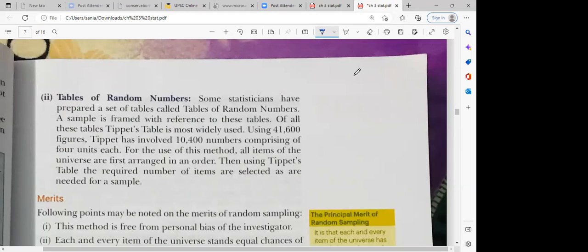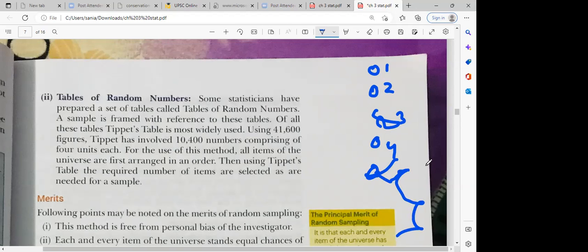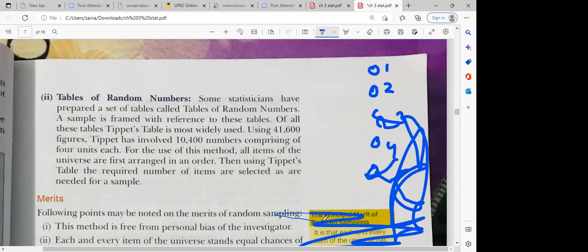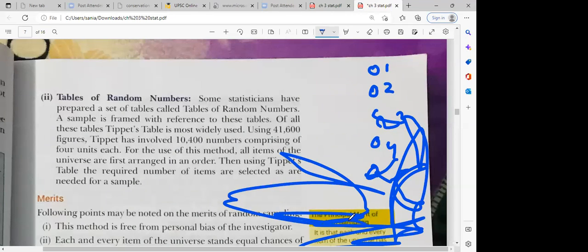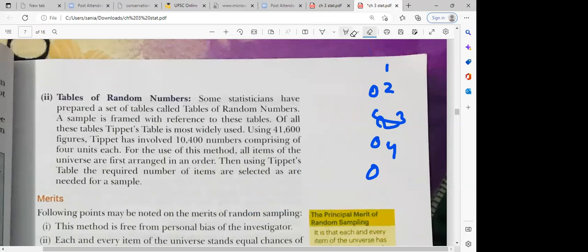So table is basically, for example, these are the people. Okay, and randomly I just gave them numbers 1, 2, 3, 4, and 5. Let me just erase this. So I just gave them numbers. Okay, you are 4, you are 5, like this.